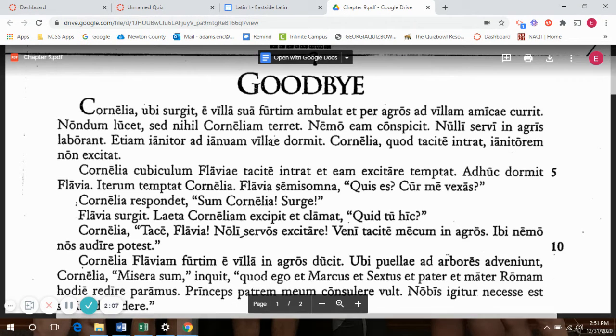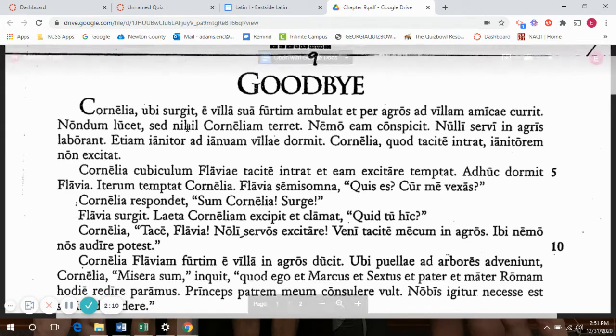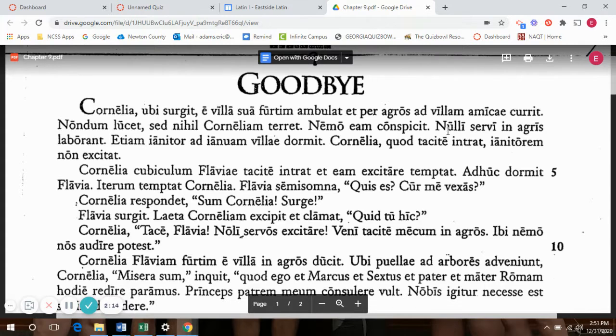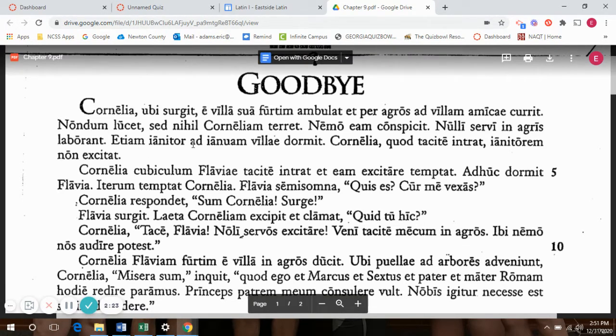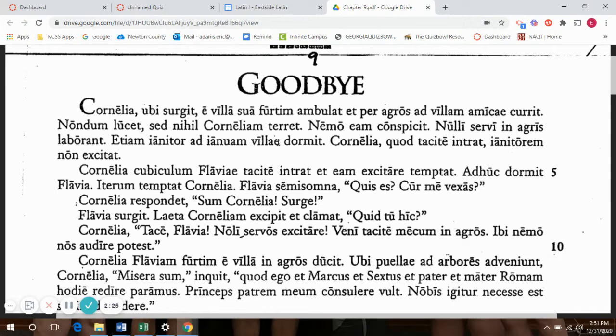Here we have somewhat of an anaphora, even though they are not the exact same words. Nihil, nothing. Nemo, no one. And nulli, the adjective no, indicating which slaves, no slaves. And so it's a tricolon crescens combined with something of an anaphora force. Etiam ianitor ad ianuam villae dormit.